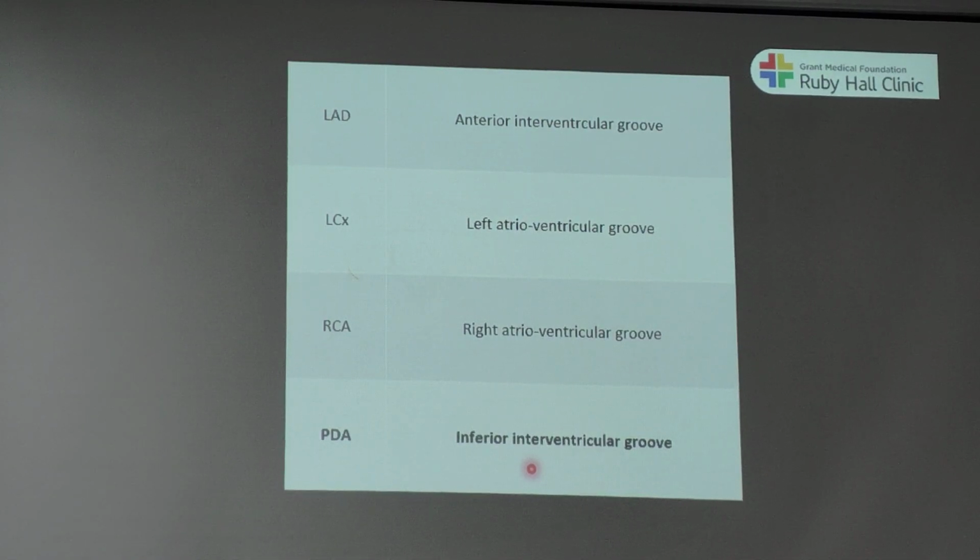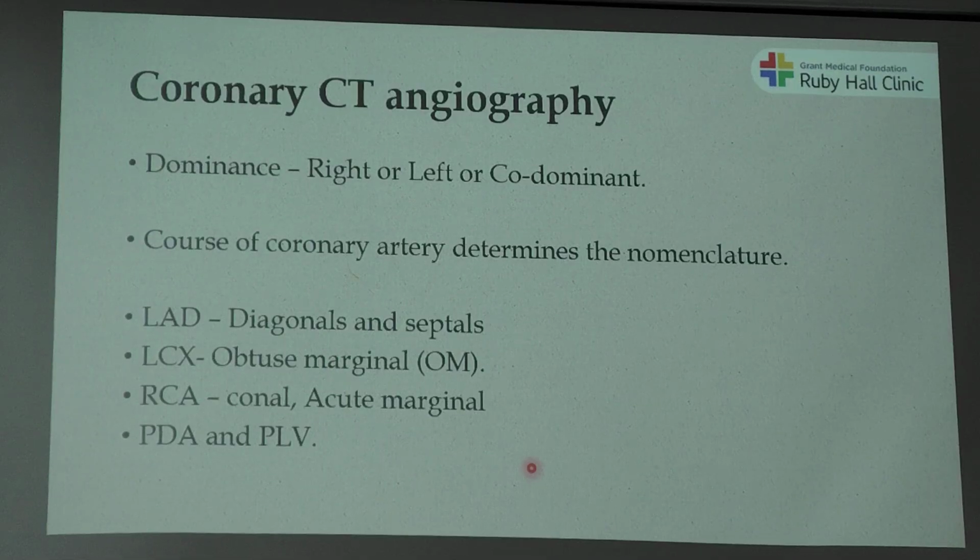Okay, so when it comes from the right side, we call it a right dominant circulation. When it comes from the left side, we call this a left dominant circulation. So more than 70% of the people have a right dominant circulation. Around 18-20% of people have left dominant circulation, and around 5% of the population will have co-dominant circulation. Okay, so this dominance, the decision of the dominance is based upon where the PDA arises from, right?